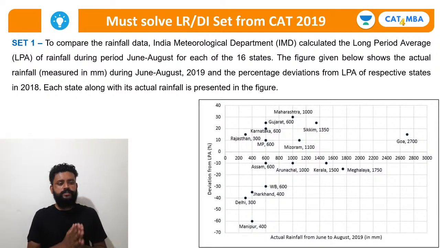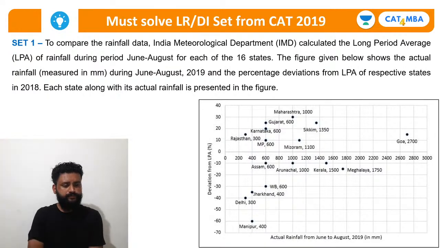Okay, so I'll just read it for you. To compare the rainfall data, IMD calculated the LPA, that is the long period average of rainfall, during the period June to August for each of the 16 states. So there are 16 states and the information is given over there, and the figure given below shows the actual rainfall measured in mm. Those are the figures where the actual rainfall measured is given monthly.